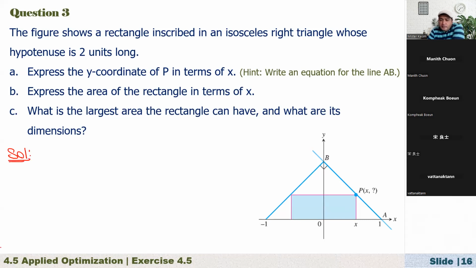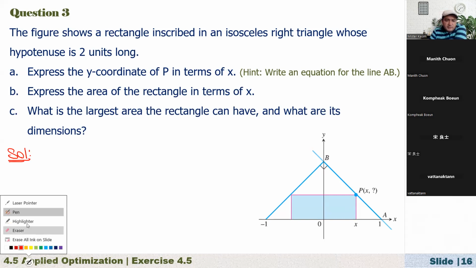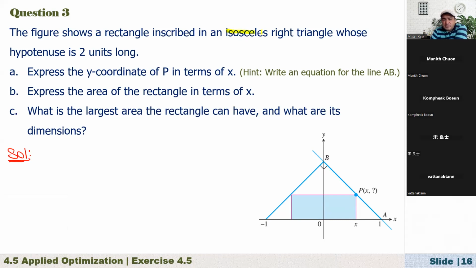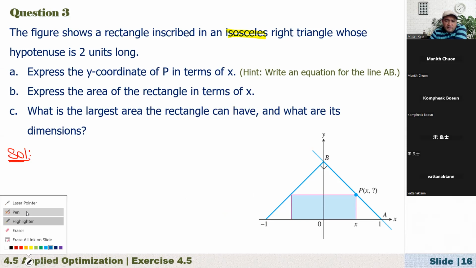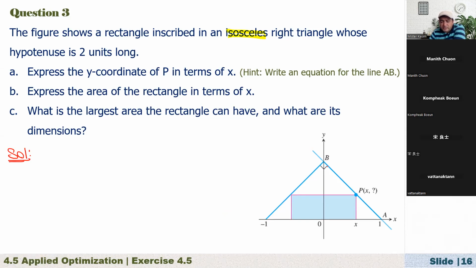Number 1, how do you find this? It says isosceles, right? That is a keyword here. Otherwise, we may not be able to find this. It is isosceles, that means these two sides, AB and BC, let's say this point is C, are equal to each other, right? And first, we have to find the length of OB, or the coordinates of B, so that I can write the equation of the line AB. Then I can express y in terms of x.